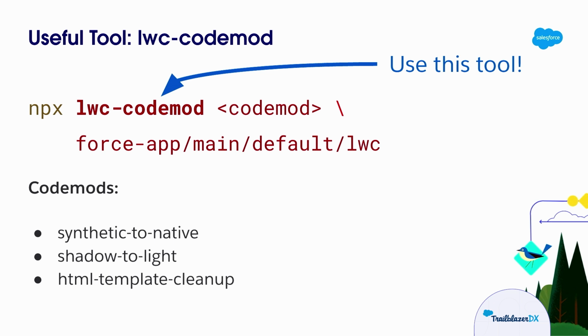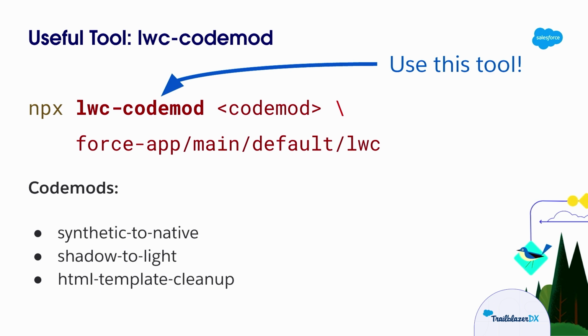And when you run this, you can point it at your code base. In this case, I'm pointing it at force-app/main/default/lwc. And it will operate on all the LWC components that you have in that directory. We offer a few useful codemods. We have synthetic-to-native, which moves your components from synthetic shadow to native shadow. And we will talk a little bit later about what exactly that means. We have shadow DOM to light DOM. And we also have HTML template cleanup, which just fixes some minor errors that might be in your HTML files.